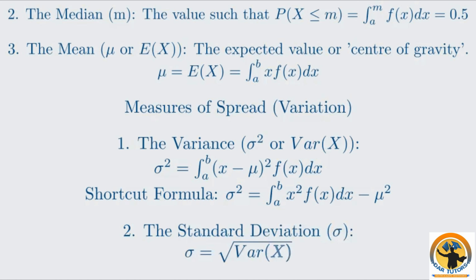The standard deviation, sigma, is the square root of the variance. It's often preferred as a measure of spread because it has the same units as the mean.